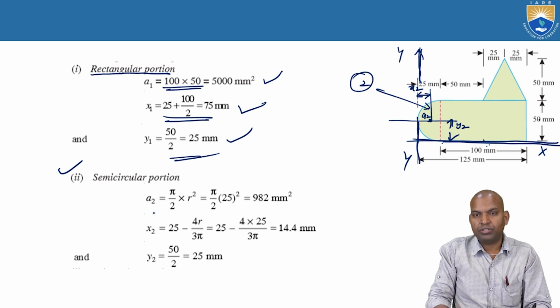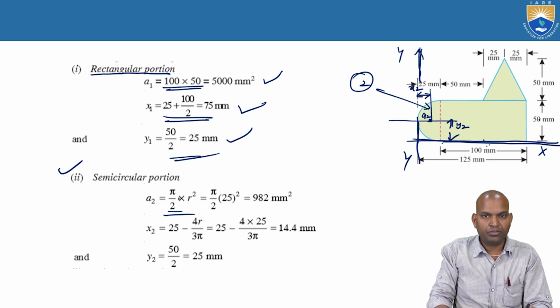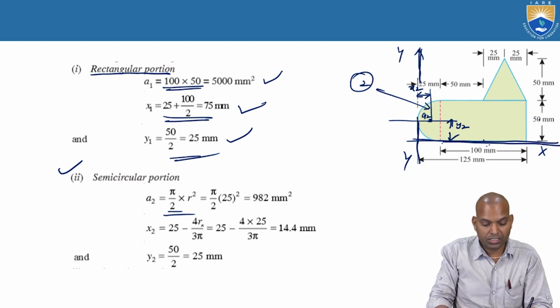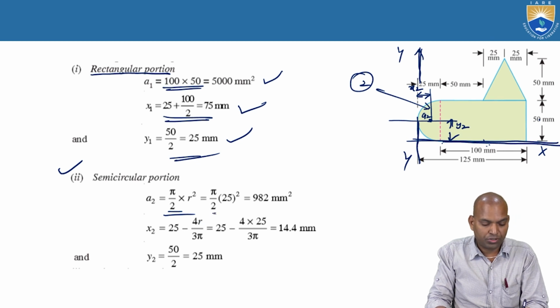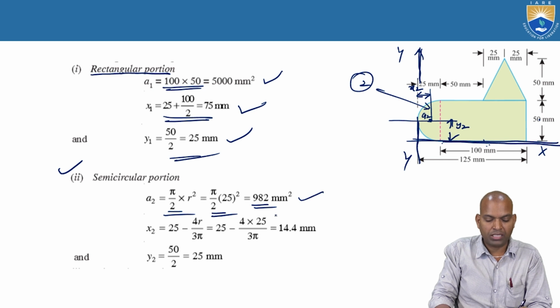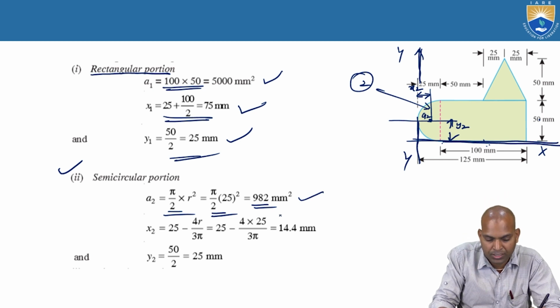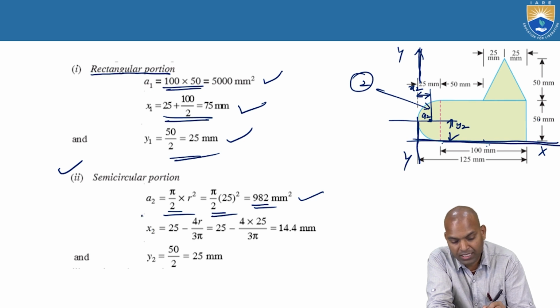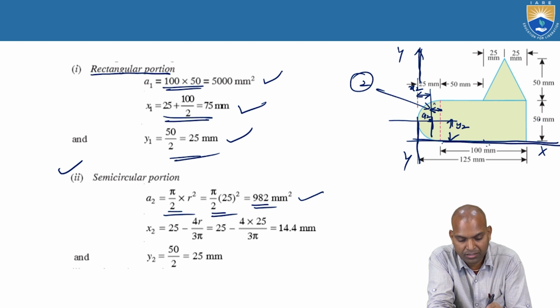Now what is A2? A2 equals pi d square by 4 by 2, or pi r square by 2. The radius of the semicircle is 25 millimeters. Substituting r as 25 millimeters, pi r square by 2 is 982 square millimeters. What about x2? We know that this height is 4r by 3 pi.